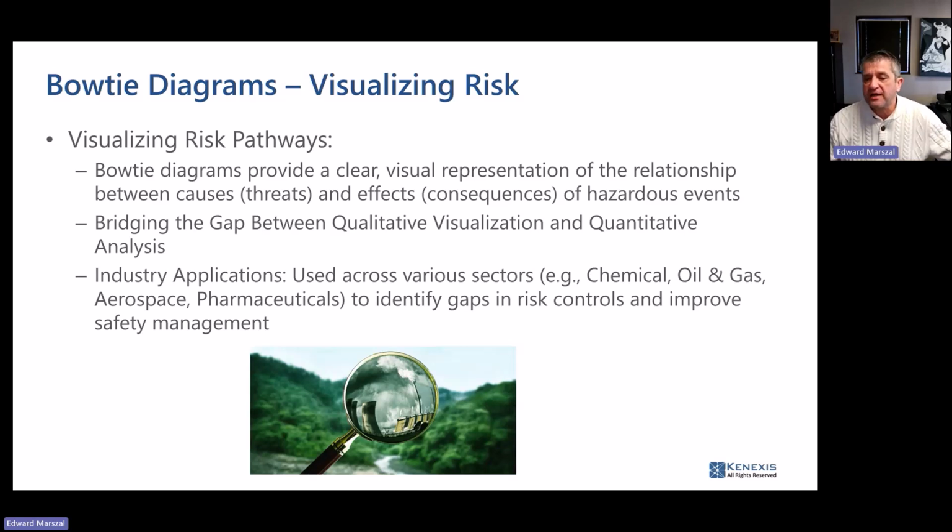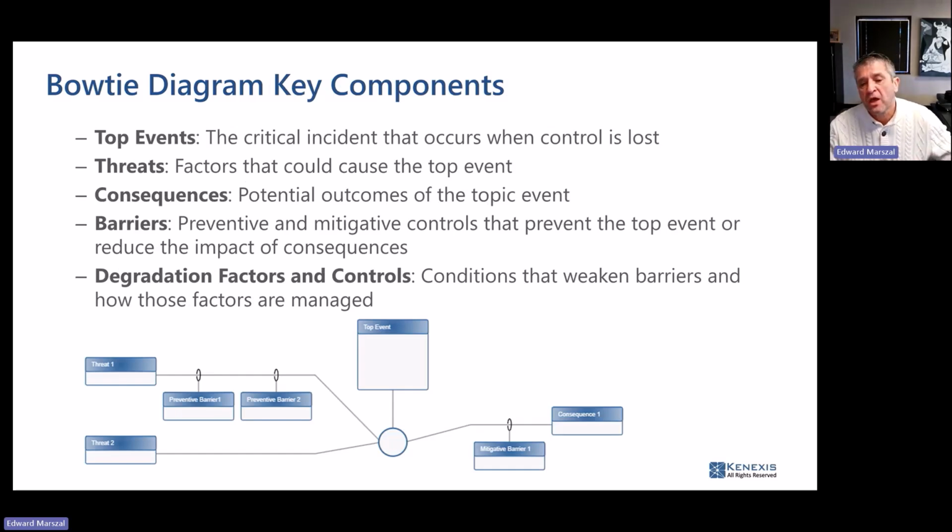Now, who uses bow tie diagrams? Everyone can use bow tie diagrams, from the chemical process industries, aerospace, pharmaceuticals. As a matter of fact, even though most of you are in the process industries, the application that I'm going to be talking about in my example is actually going to come from data centers. So I'm going to talk about bow tie diagrams for those data centers that Google and Amazon and Microsoft are popping up all over the place. So lots of different applications.